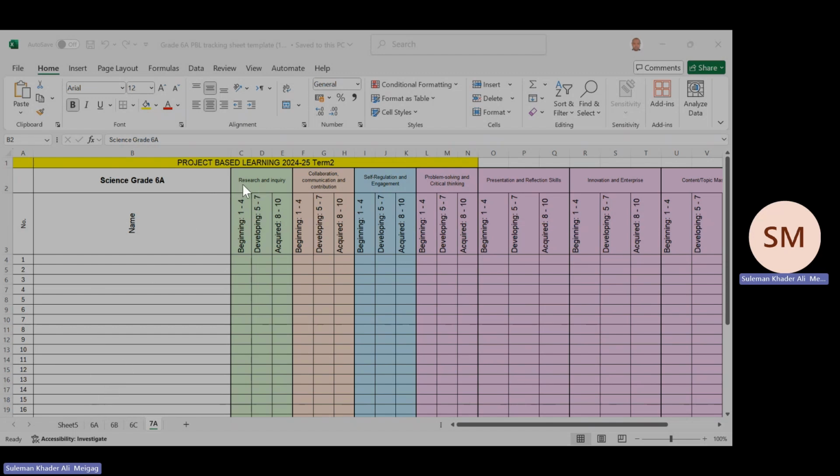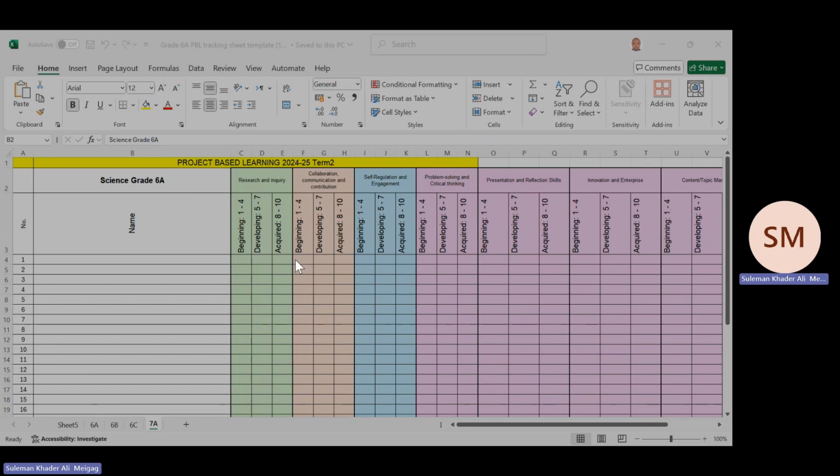And then the first one I will look at is your group, how much research you did, how much inquiry you found, how you cooperated with each other. This is out of 10. The highest is 10. The lowest is 1. So 1 to 4 if you are beginning. If you have developed and you got the sum of the research and the inquiries in the middle, between 5 and 7. And the highest, if you have very good research and good inquiry, then you get acquired.